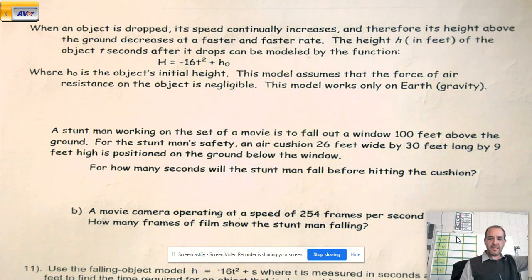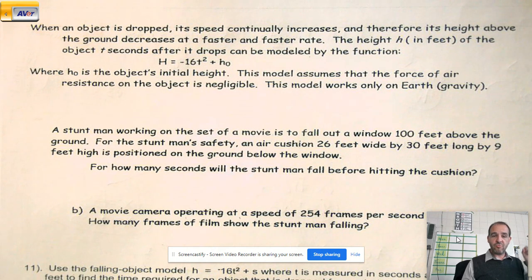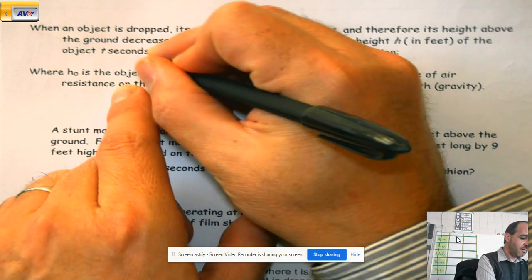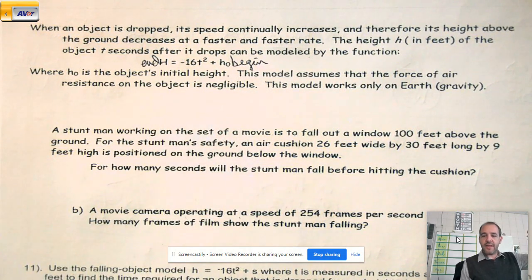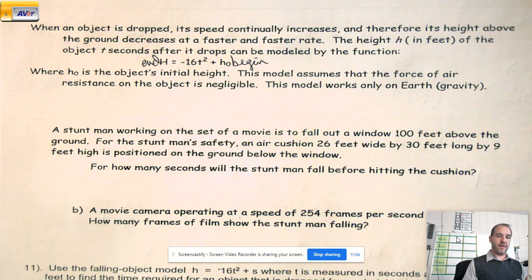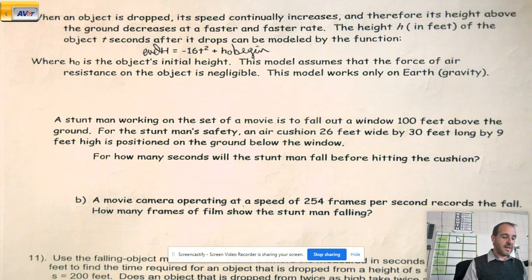When an object is dropped, we've done this before. Its speed continually increases, and therefore its height above the ground decreases at a faster and faster rate. If you're on the top of a building and you drop something from it, it goes faster and faster as it goes down. It can be really dangerous, so don't drop things off the top of buildings. So we've talked about this before. End height, beginning height, gravity. And since we're dropping it, there is no initial velocity that I'm having to work with. So this model, again, only works on Earth. Moon, totally different place.